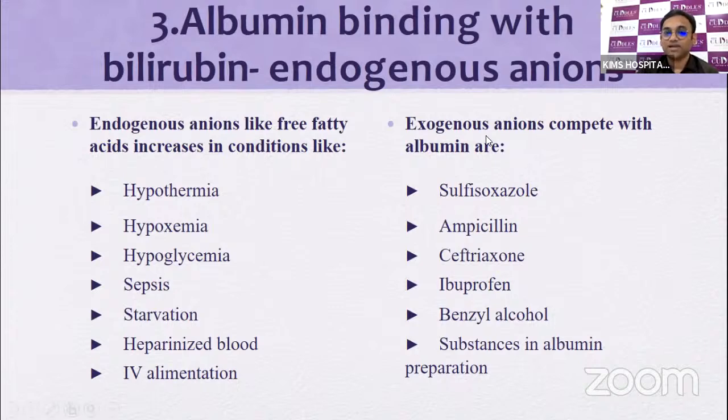And there are certain exogenous anions that compete with bilirubin for albumin binding, which include sulfonamides, ampicillin, ceftriaxone, and ibuprofen, which is the most commonly used drug for patent ductus arteriosus in preterm babies. Benzyl alcohol acts as a preservative in many medications. And there are certain substances in albumin preparations which can compete with the bilirubin binding of the albumin. So whenever these conditions are present, there's more chance for bilirubin-induced neurological dysfunction. That's the reason why we avoid ceftriaxone in the newborn period and use other antibiotics, in order to prevent this binding.